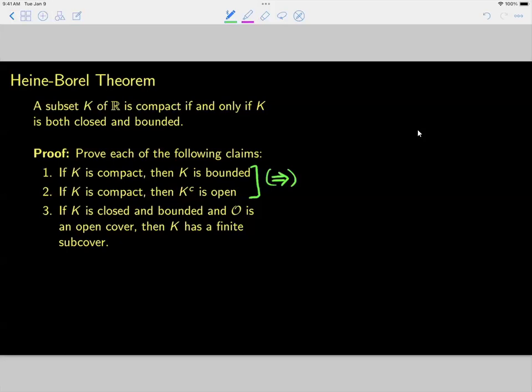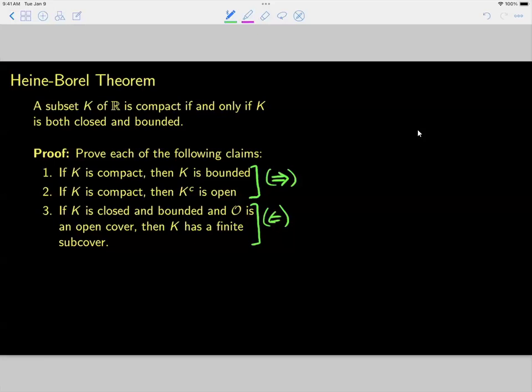So the first two are proving the forward direction. The third one is then really proving the reverse direction. We want to show if K is both closed and bounded, then K is compact. Now, the definition of compact is every open cover has a finite subcover. So what we're going to say is, if K is closed and bounded, and I have an open cover O, then it has a finite subcover. Okay. So this is how I'm going to structure thinking about this proof.